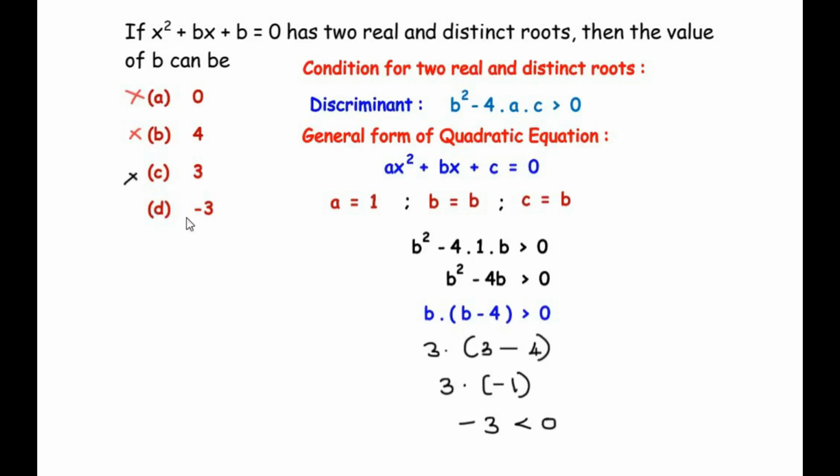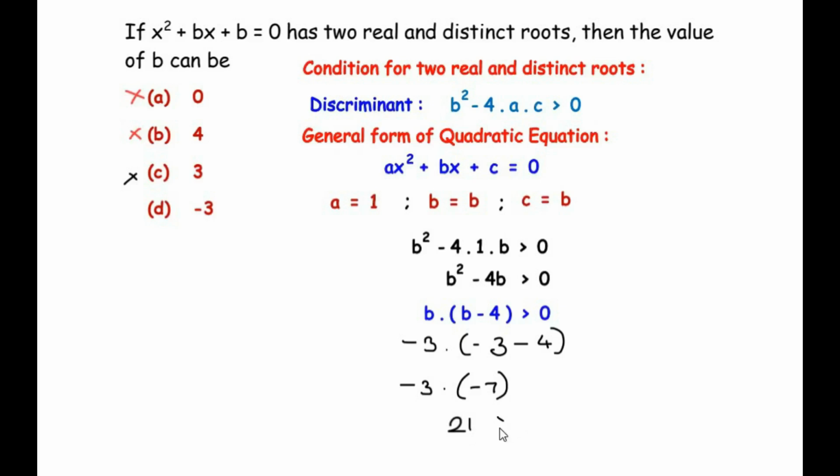So the correct answer has to be option D, but let us confirm. So here we are going to take negative 3 multiplied with negative 3 minus 4. Now here negative 3 multiplied with, now minus 3 minus 4, they will add up together to give us minus 7. And minus 3 times minus 7 gives us positive 21, which is greater than 0. Which means our option D is the correct answer. The value of b can be negative 3 because it satisfies the given condition.